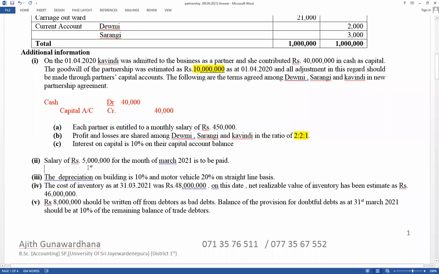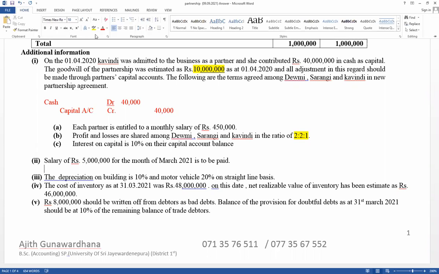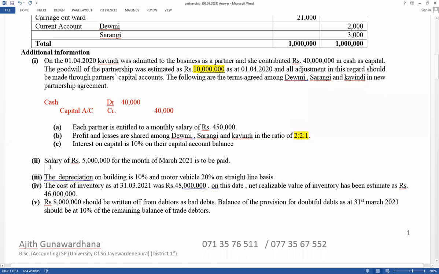given salary of rupees 5 million for the month of March 2021 is to be paid. It is called accrual salary. What is the double entry? Salary account debit, accrual salary account credit. Expense relevant for this financial year was not paid. When we are going to prepare the income statement, income and expense should be included in the income statement, paid or not, received or not. For the year, value should be recorded. Therefore, it has given 5,000 relevant for this financial year, not paid.